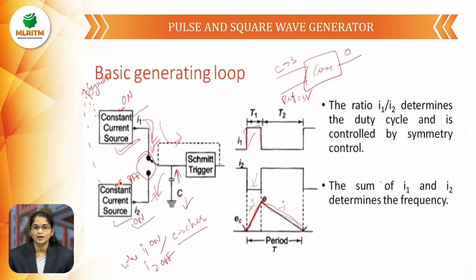The ratio of I1 and I2 determines the duty cycle, and it is controlled by the symmetry controller. The sum of I1 and I2 determines the frequency of the signal. Okay, this is about how we generate the basic generating loop.